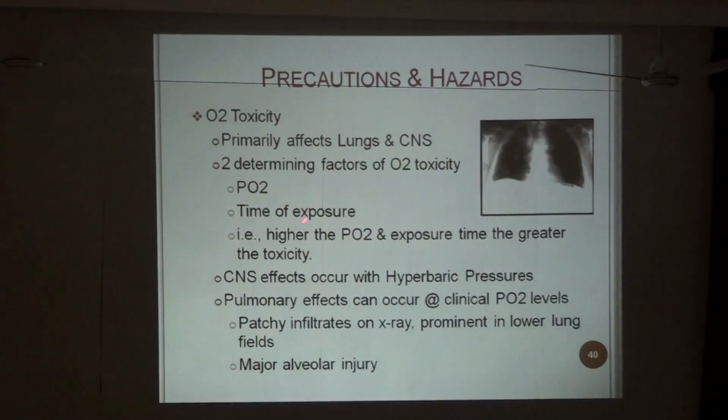The two important determining factors here are the PO2 and the time of exposure. I had just shown you that the time of exposure is so important. The higher the PO2 and exposure time, the greater the toxicity. CNS effects occur particularly with hyperbaric oxygen. Pulmonary effects can occur at clinical O2 levels. There would be patchy infiltrates, as I have shown here on X-ray, prominent in the lower lung fields, and major alveolar injury.